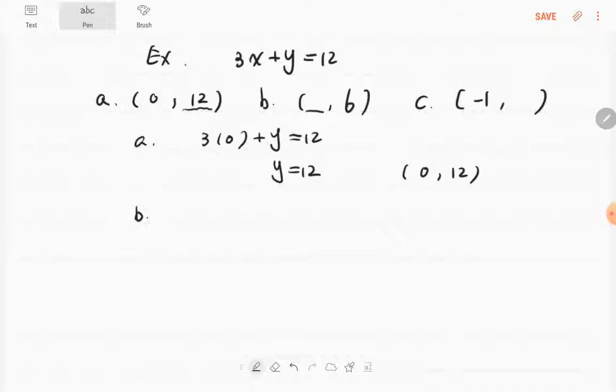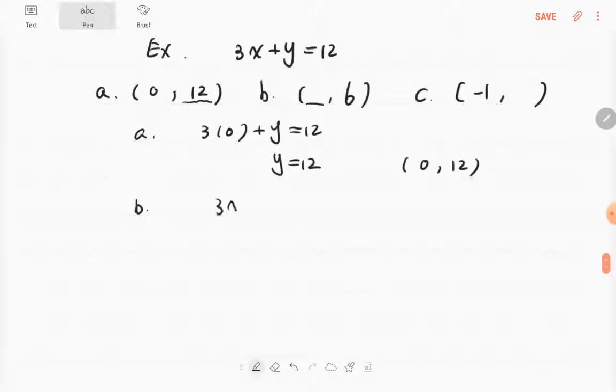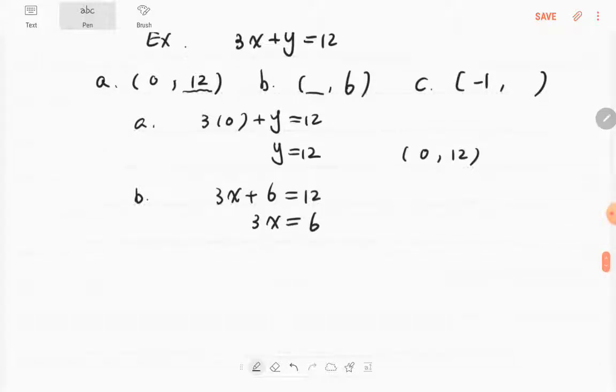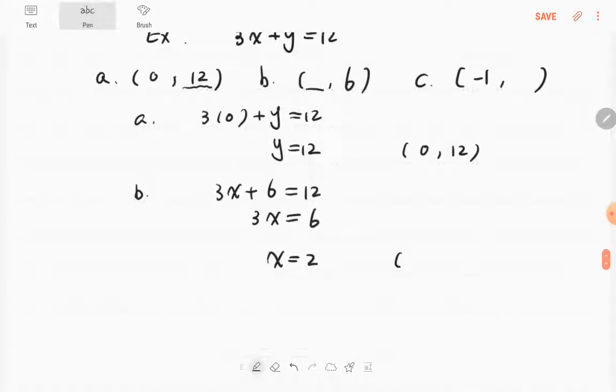So this time we're gonna replace y with 6. So we copy 3x, but this time we replace y with 6. Then copy the remaining part. After that, we know 3x is just equal to 6. x is equal to 2. So we also complete this pair. The first value is x, so it's 2, 6.